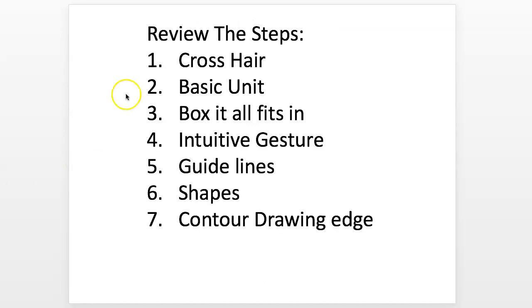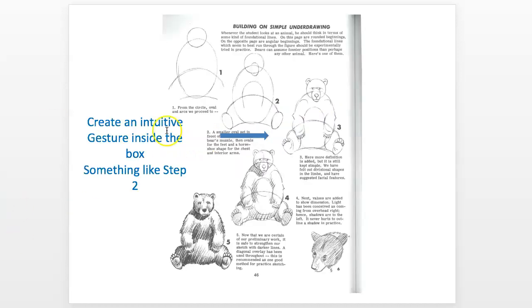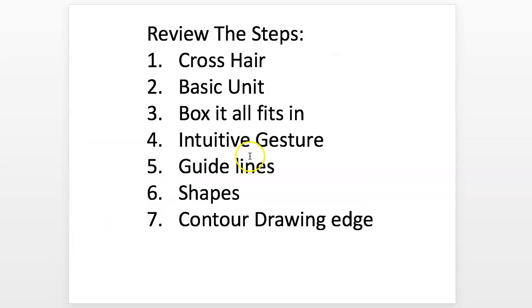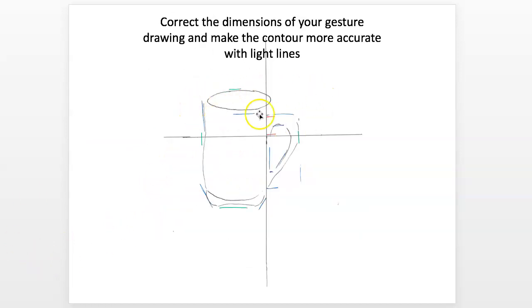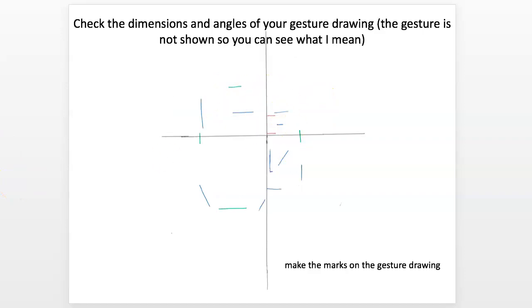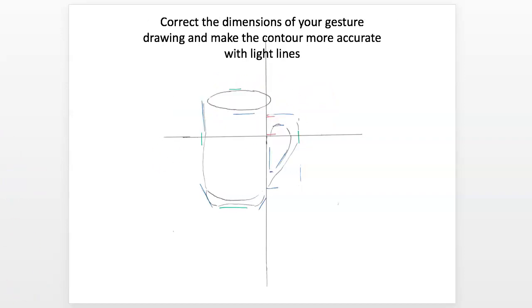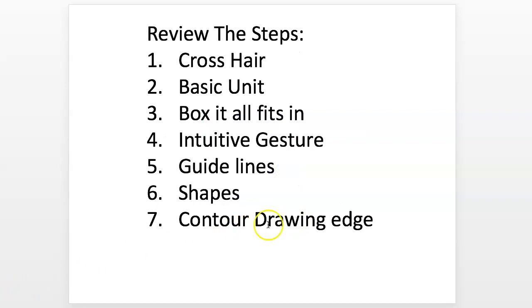So let's review the steps. You have the crosshair, or cross, the basic unit of measurement, a box the whole thing fits inside of, or a crate. Then you do these intuitive gestures. Then you do the guidelines, and then the shapes. These are the guidelines, little hash marks, and then you do the shapes. At the end of it, you do a contour drawing of the edge that you darken up and make accurate.